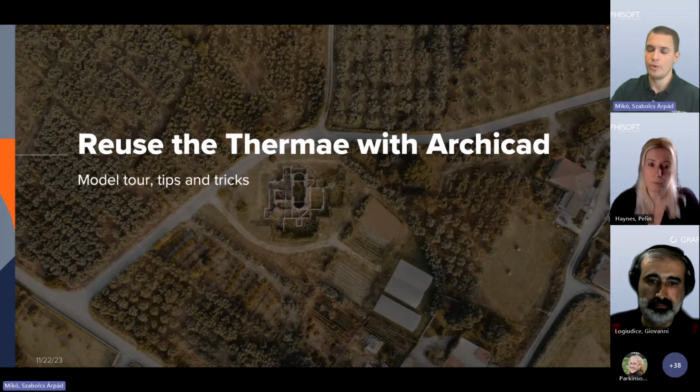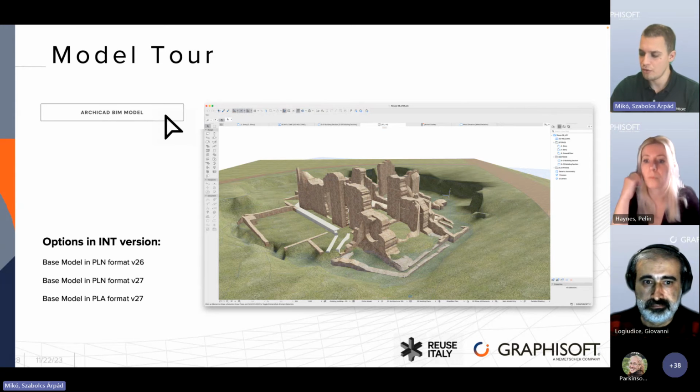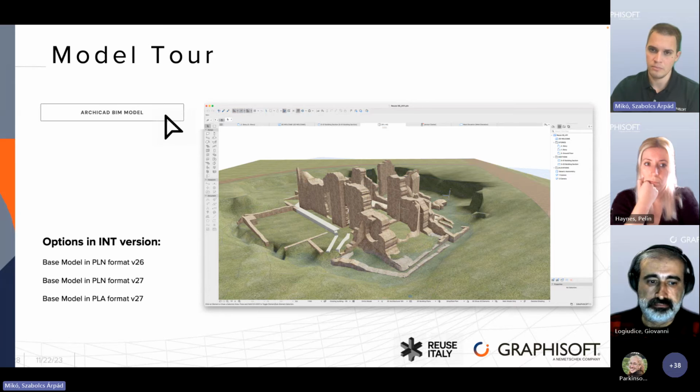Let's go into what we have and what we work with during the Reuse Italy competition, and what's already at your hand that you can utilize, on a certain stage of HBIM content. So as Sarah showed you, under the members page, you can download the Archicad BIM model, which we have prepared in a couple of formats. I do need to mention that these are all in the international version and in the metric system. We were able to provide the model that way.